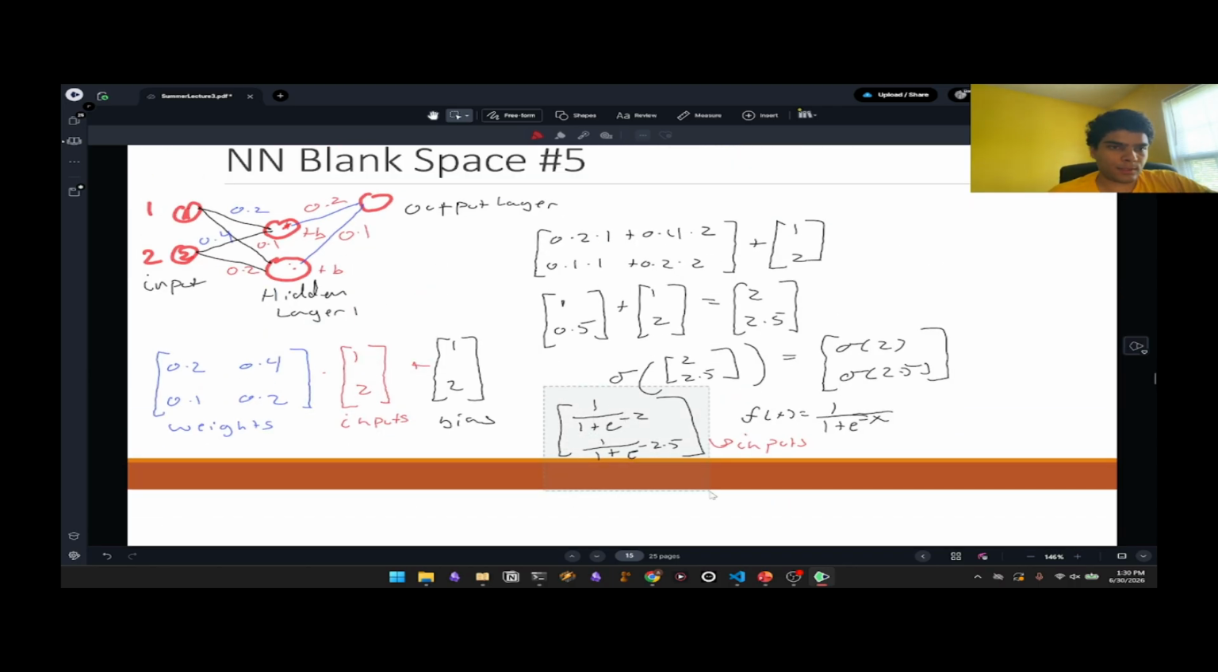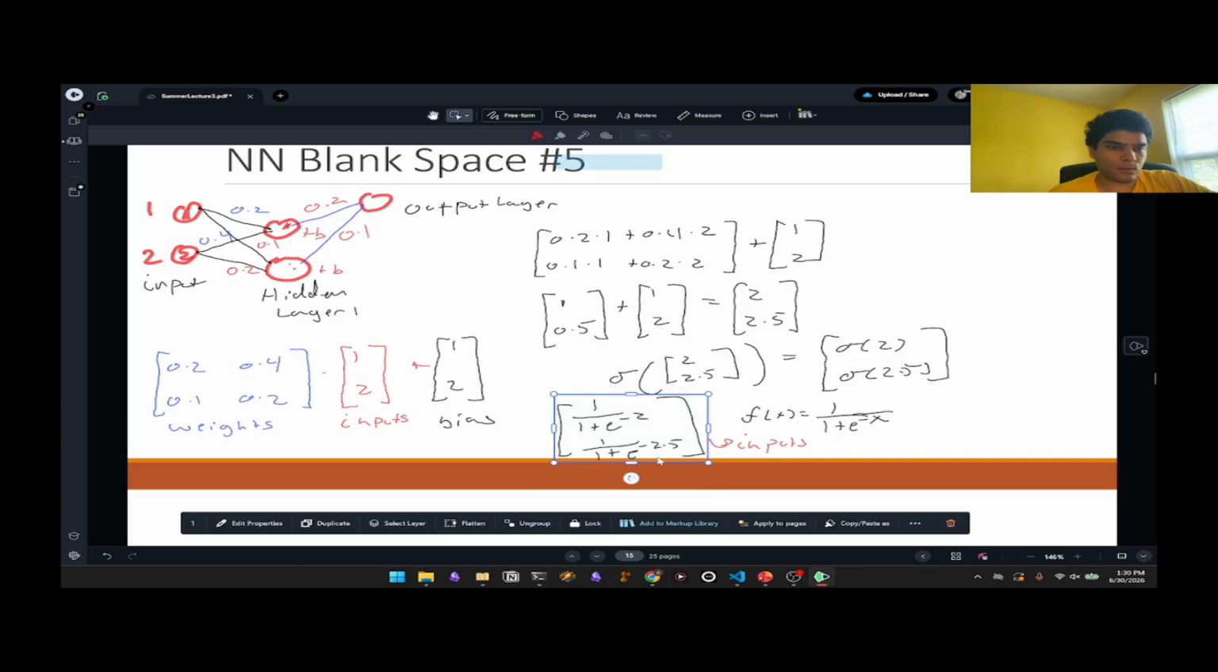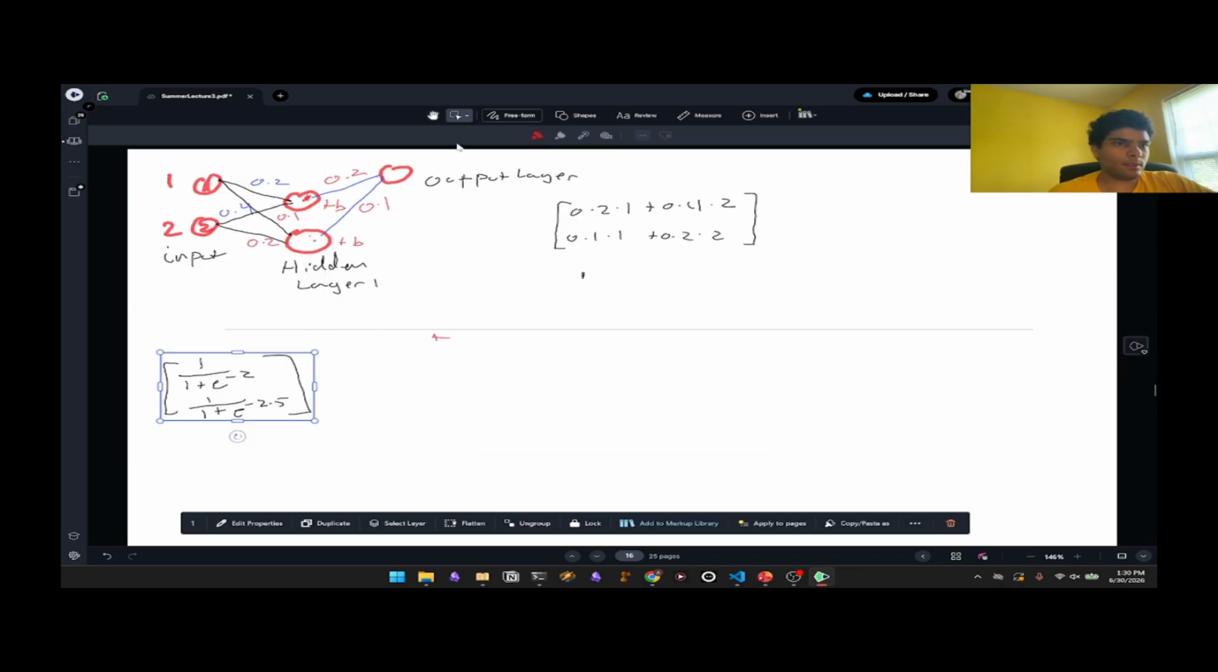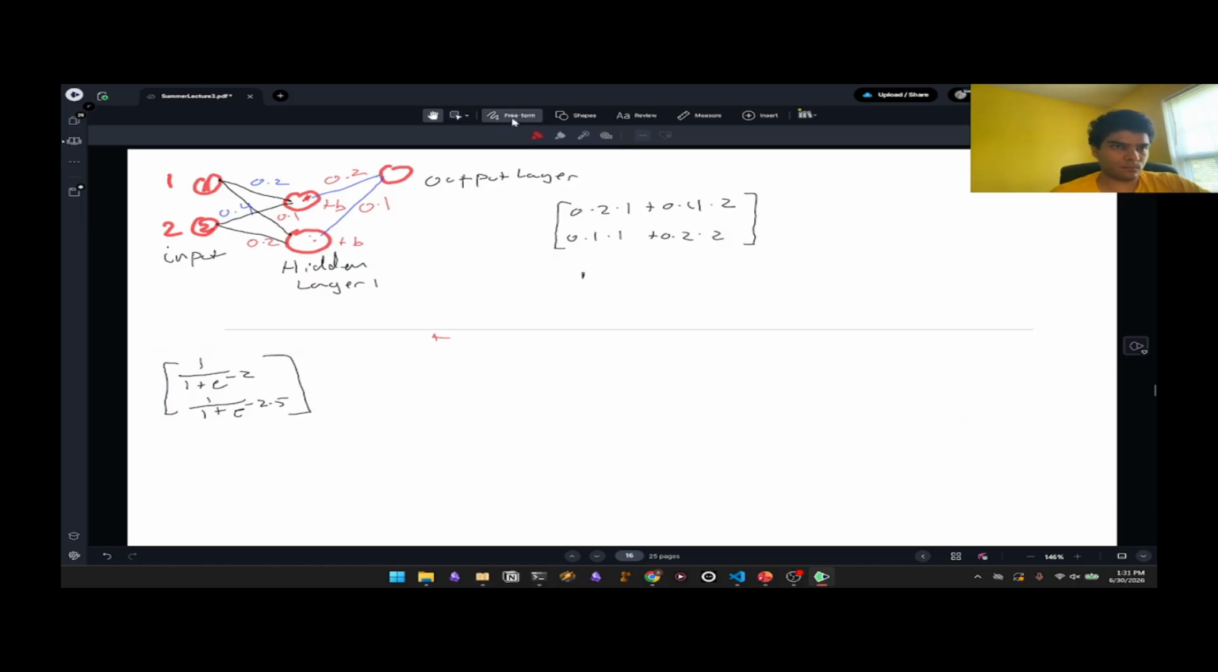Then let me also copy this. Perfect. Okay. So now this is our inputs, right? What are our weights going to be? They're going to be 0, 0.2 and 0, 0.1.